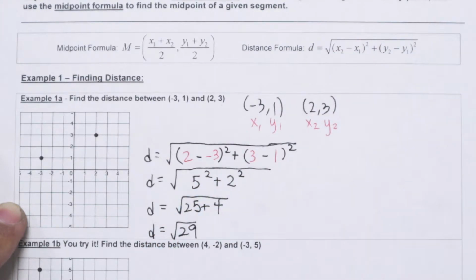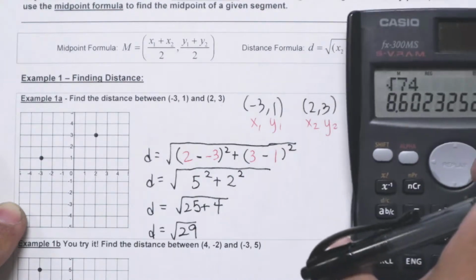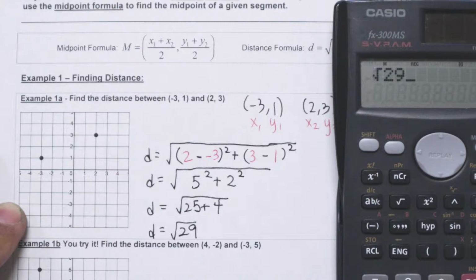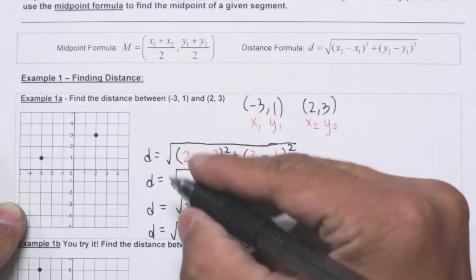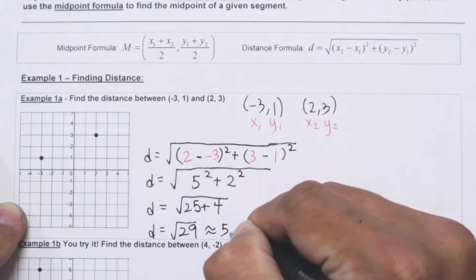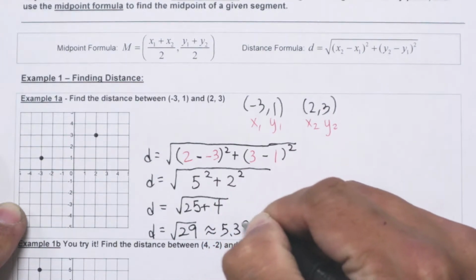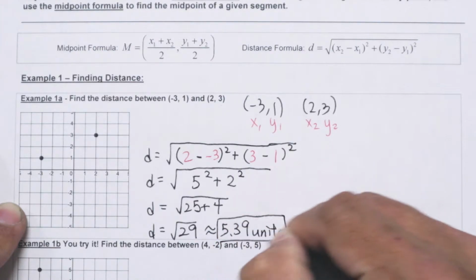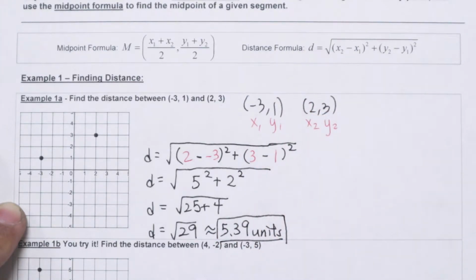To find out what the square root of 29 is, we're going to use our calculator and you get 5.39 approximately. So that means the distance between them is 5.39 units long. Okay, so that's the distance between the ordered pairs negative 3, 1 and 2, 3.